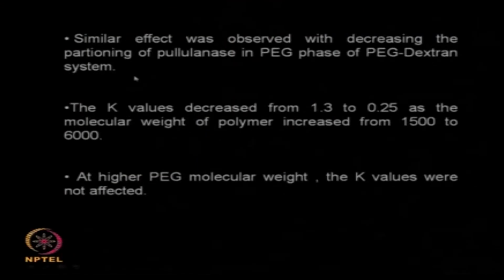Another example, suppose you want to partition pullulanase, an enzyme, in a PEG phase containing PEG dextran. The K values decrease from 1.3 to 0.25 as the molecular weight of the dextran is increased from 1500 to 6000. So, at higher PEG molecular weight, the K value decreases. That means I can reduce the solubility of the enzyme in that phase by adding a higher molecular weight biopolymer.